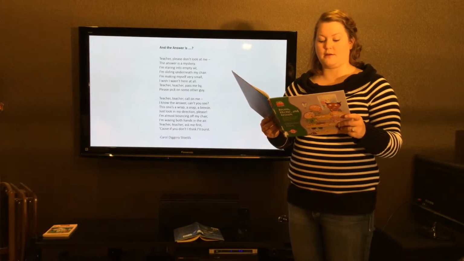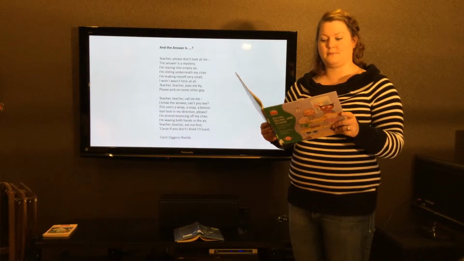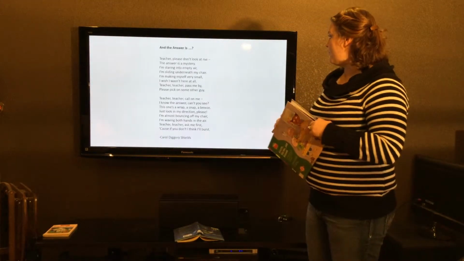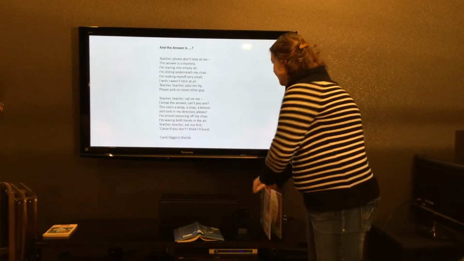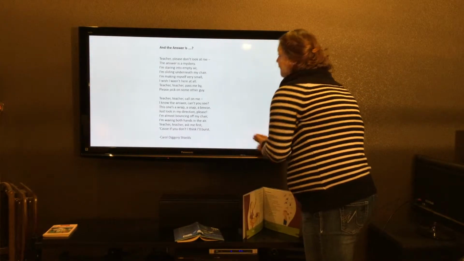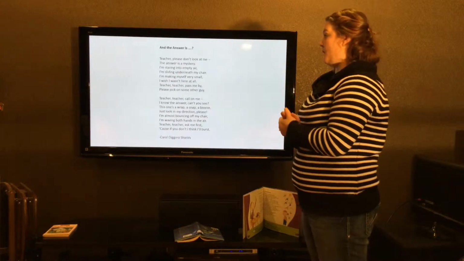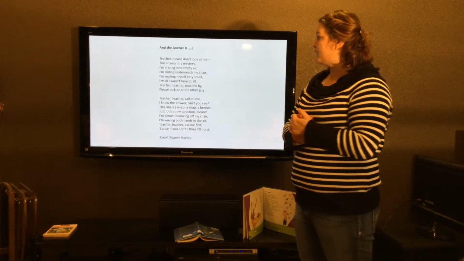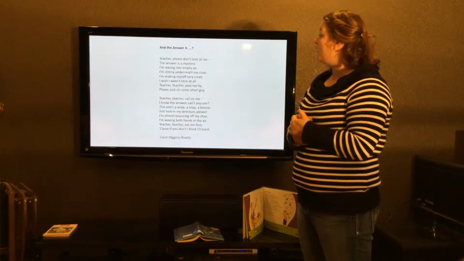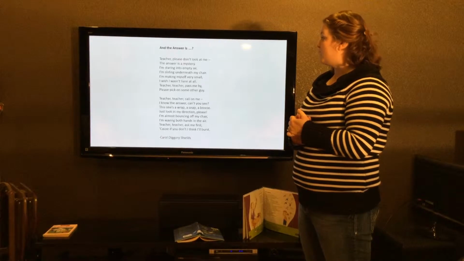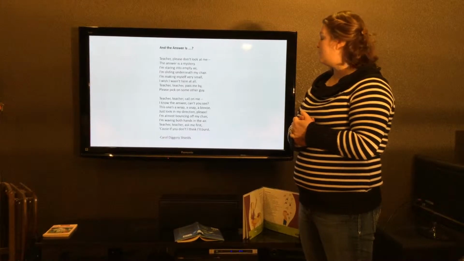This poem is by Carol Diggory Shields. Alright, so now that we've read our poem, we're going to try and figure out what's important in this poem. So, the first thing that we're going to look at is I'm going to bring up a bunch of words that are going to be our candy words.